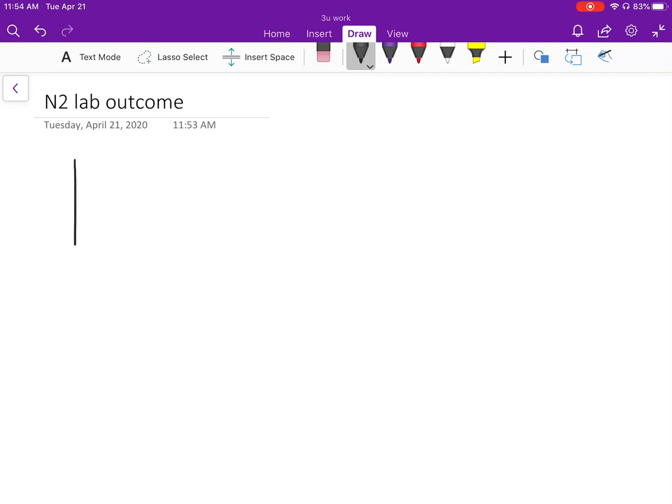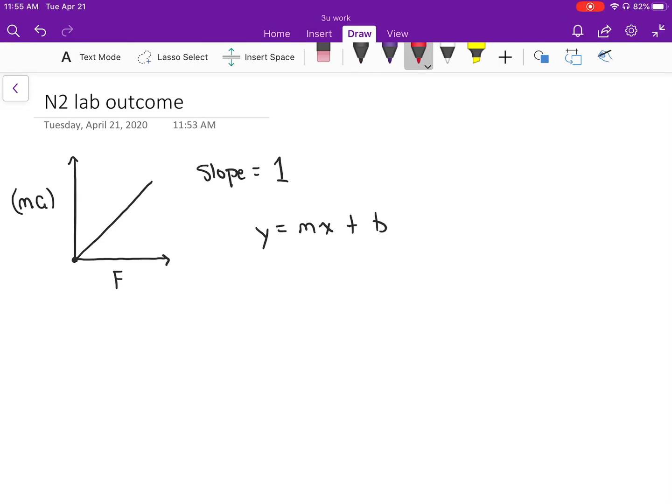Probably the easiest way to see it is if we think about that second part of the lab. You were asked to graph ma on the one axis and F on the other axis. It gave a nice straight line, and when we got Google to do the math, the slope of that line was 1. The point of all this is whenever we have a straight line, we can do y equals mx plus b. What was cool about this particular lab is the b value is 0, so we don't have to worry about that anymore.